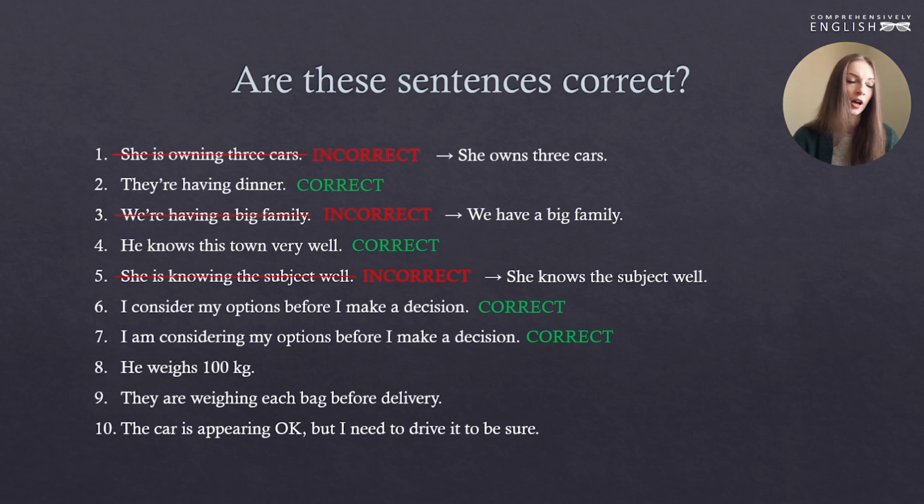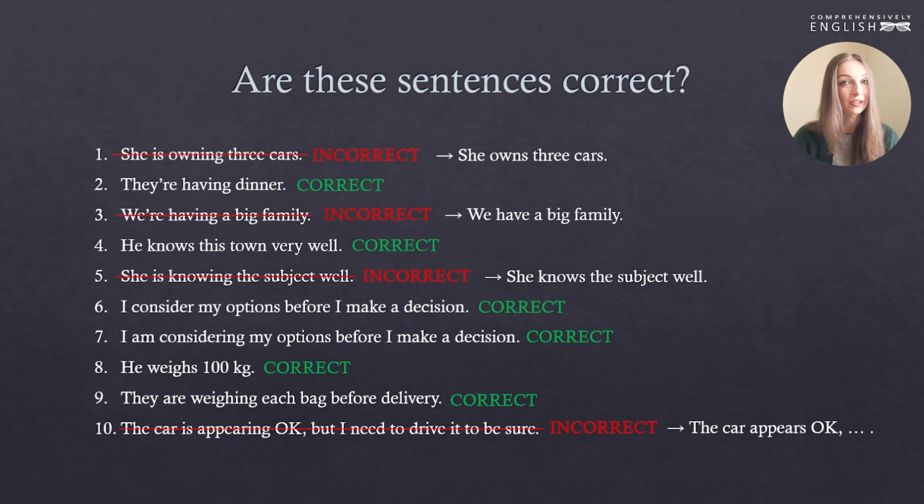He weighs 100 kilograms. That's correct. They are weighing each bag before delivery. Is it correct? Yes, it is. That's what they are doing now before they deliver something. Number 10, the car is appearing okay, but I need to drive it to be sure. Is everything fine with this sentence? No, it's not. It's incorrect because we cannot use the verb to appear in progressive tenses because it always is a stative verb.